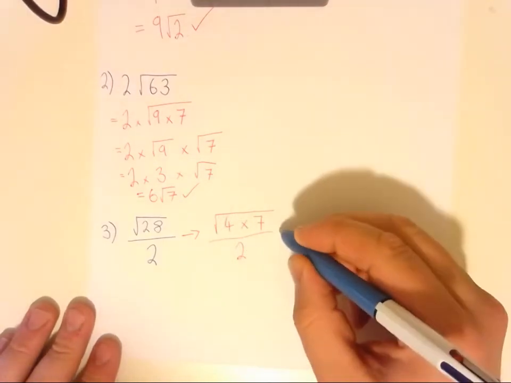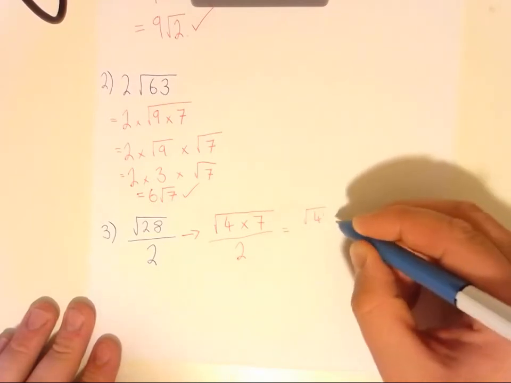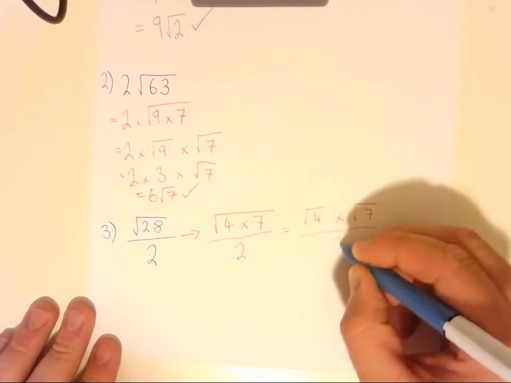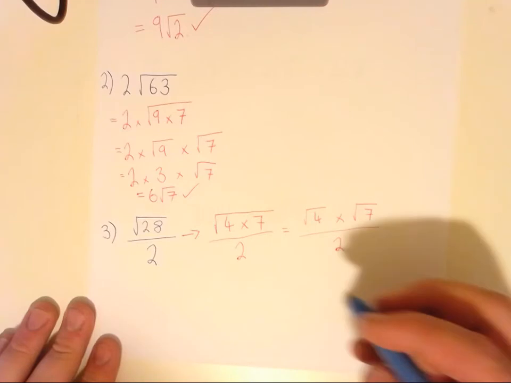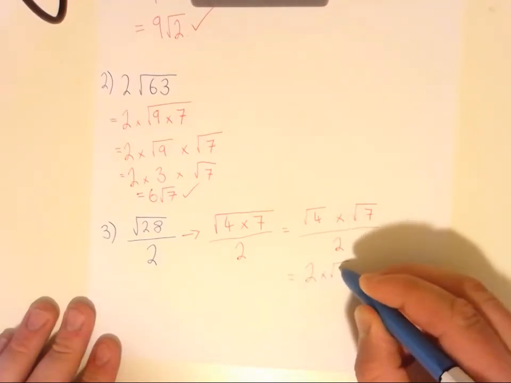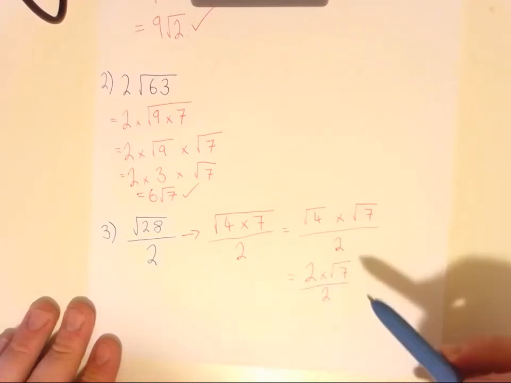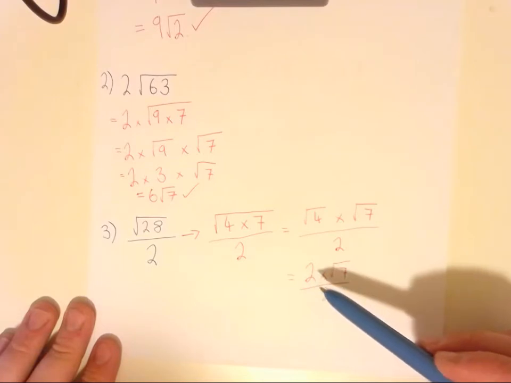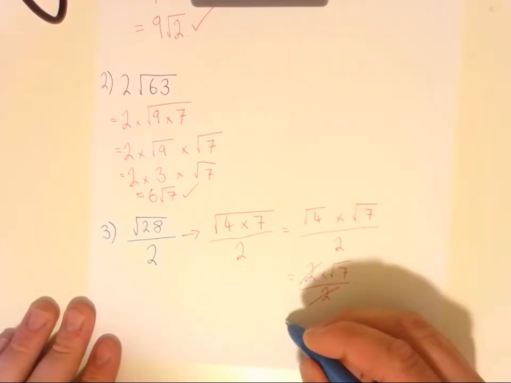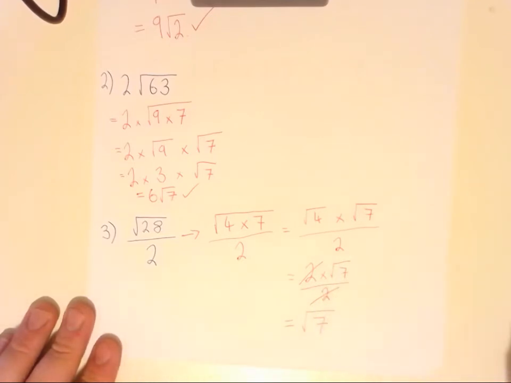Again, I can split this up into root 4 times root 7, all divided by 2. I know the square root of 4 is 2. Leaves my root 7 over 2. Now I have a number 2 here, I have a number 2 here. I can cancel them both out, and my final answer is just going to be the square root of 7.